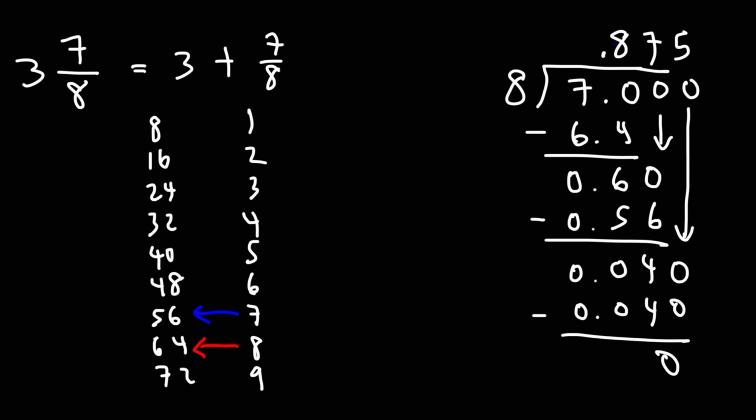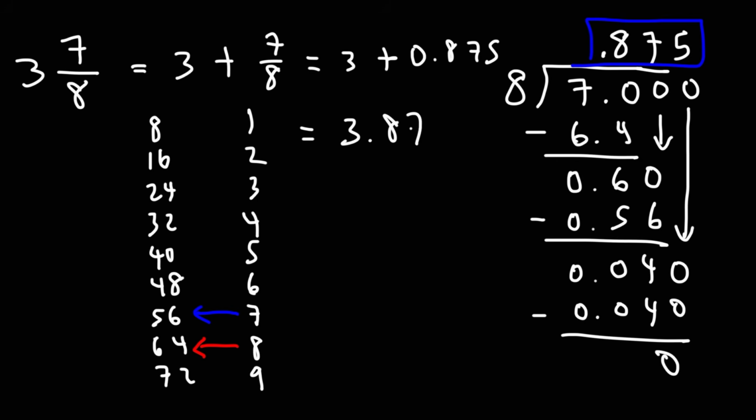So this is going to be the value of 7 over 8. So this becomes 3 plus, we're going to replace this with that number. So it's 3 plus 0.875. So we get 3.875. So that is the value of this particular mixed number.